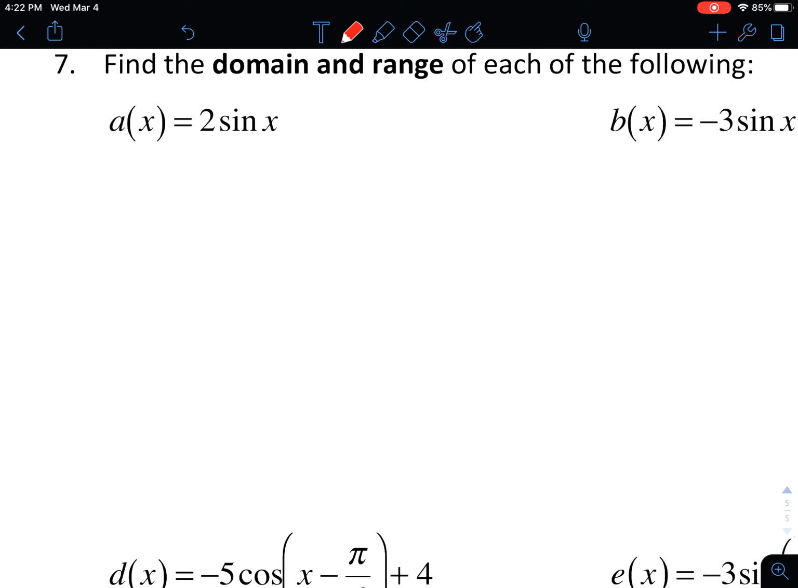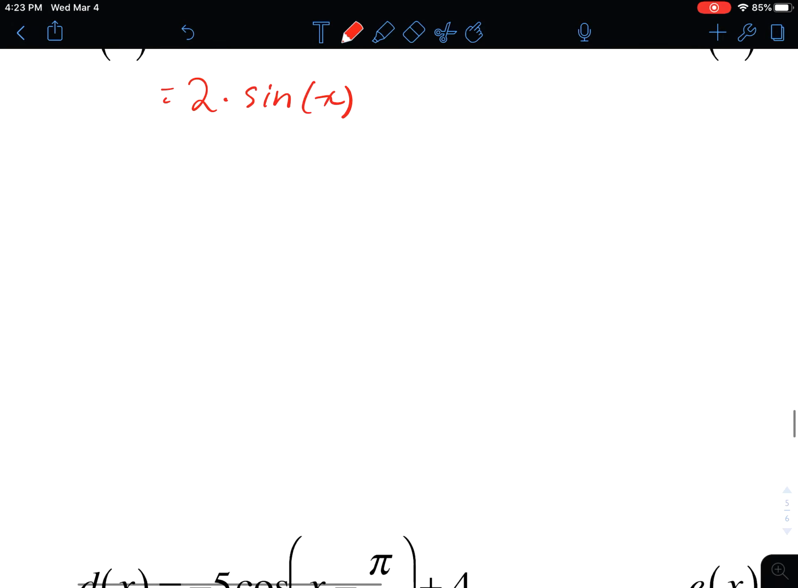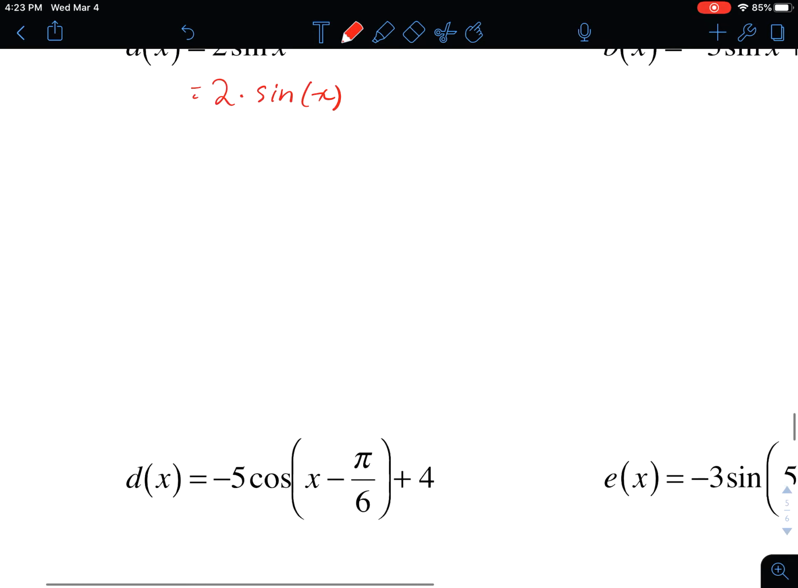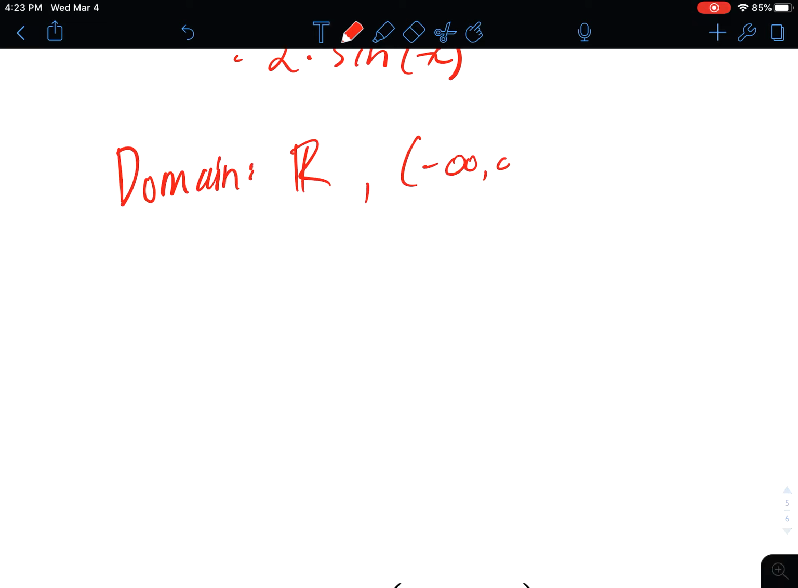For example, for here we have 2 times sine x. So you can interpret this one as 2 times sine of x, where x you can think of as the angle. So we already know that the domain of sine of x is all real numbers, and 2 doesn't change that. So our domain is still going to be all real numbers, negative infinity to positive infinity.